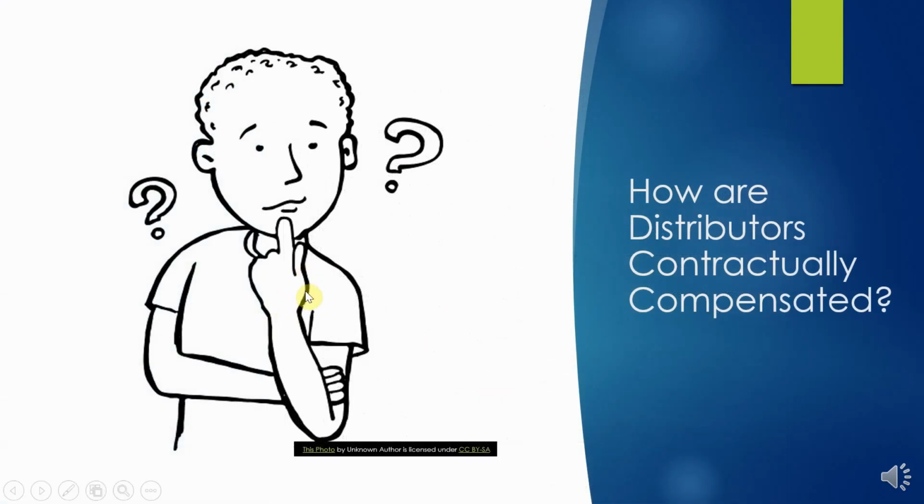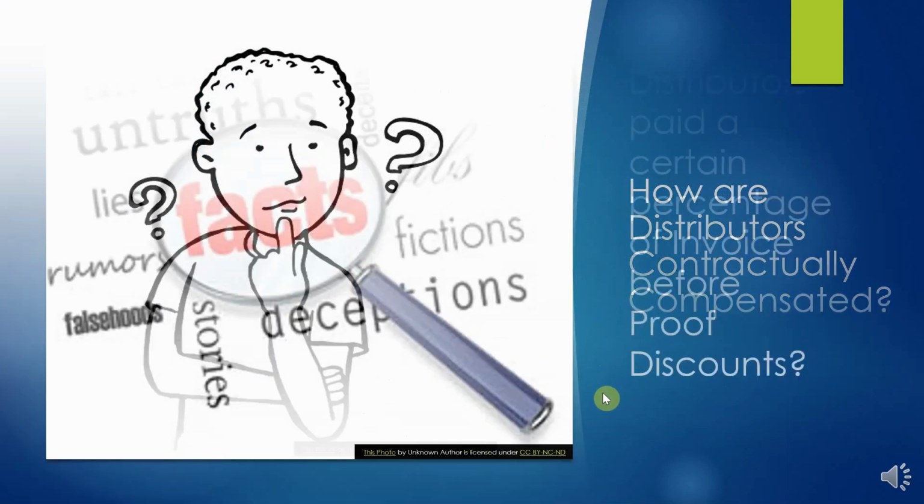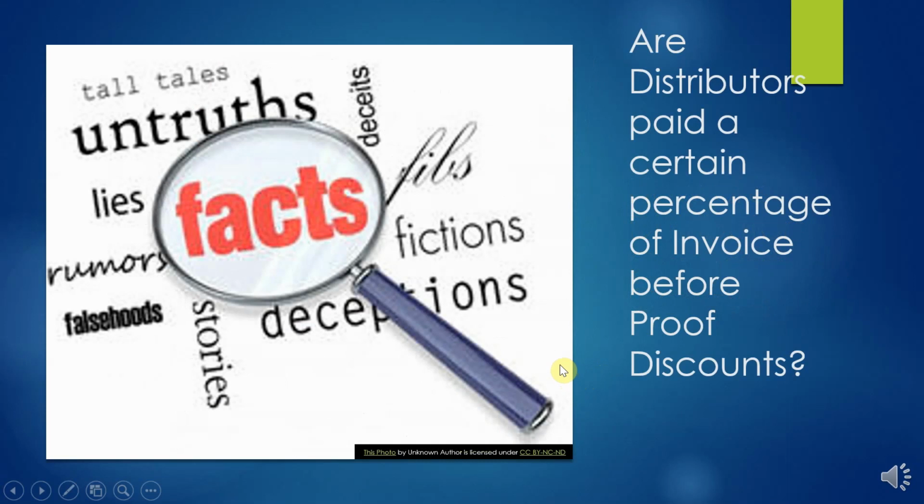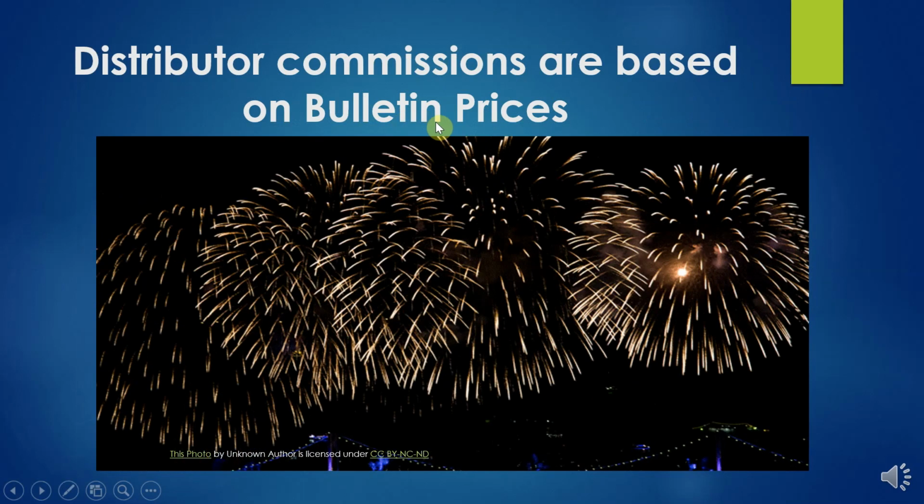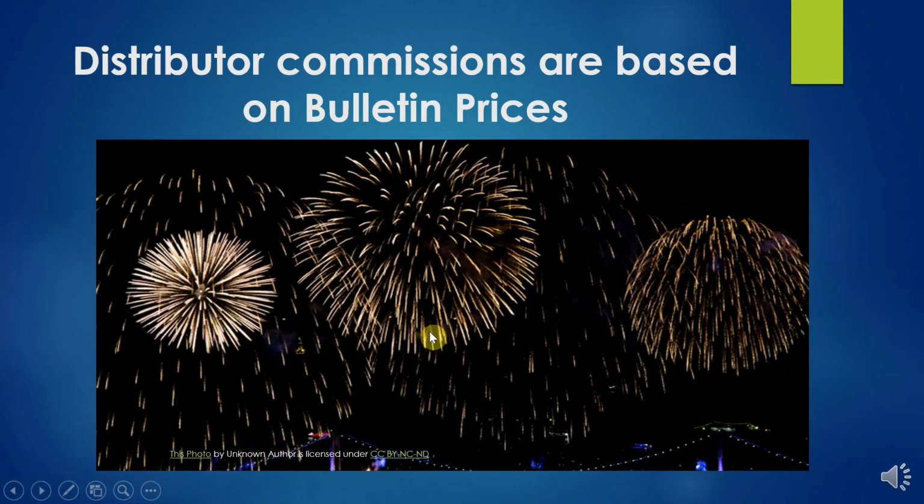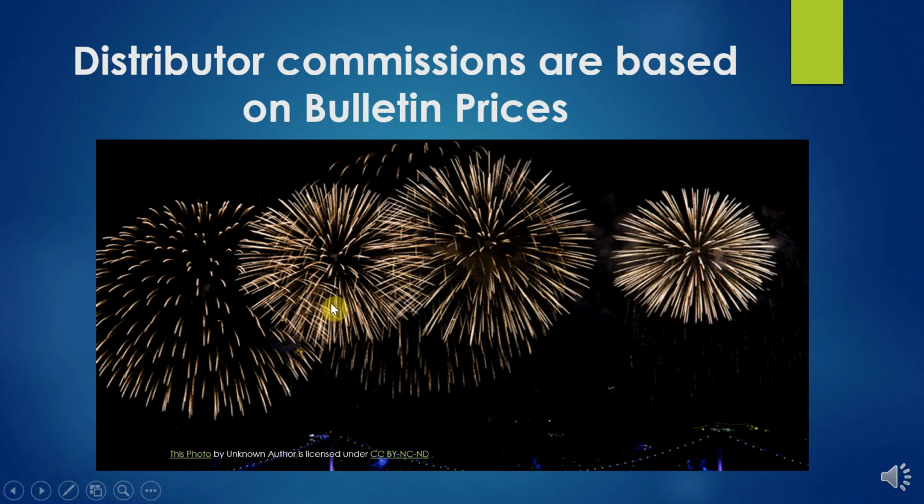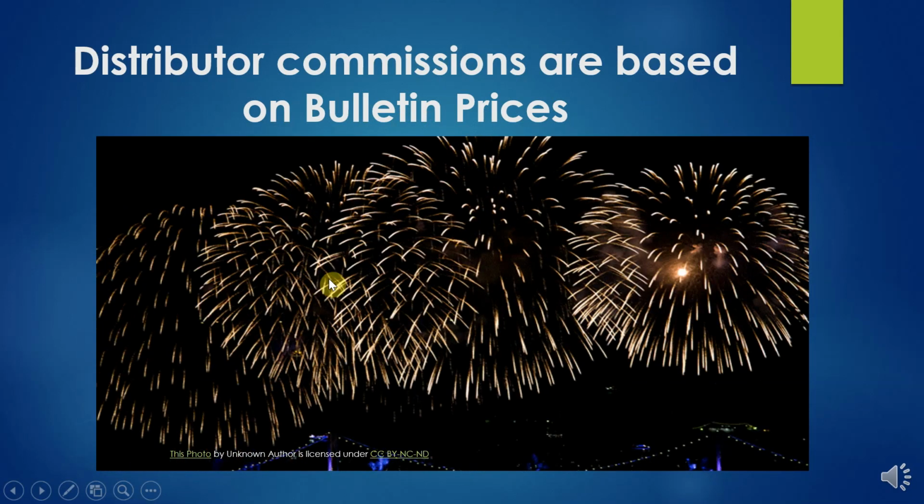The number one question is, how are distributors contractually compensated? So let's think about that for a second. Are distributors paid a certain percentage of invoice before proof discounts? I have heard that answer many times. What do you think? Well, if you said distributors are paid based upon bulletin prices, you would be correct. It is not based on 20% off invoice before discounts.